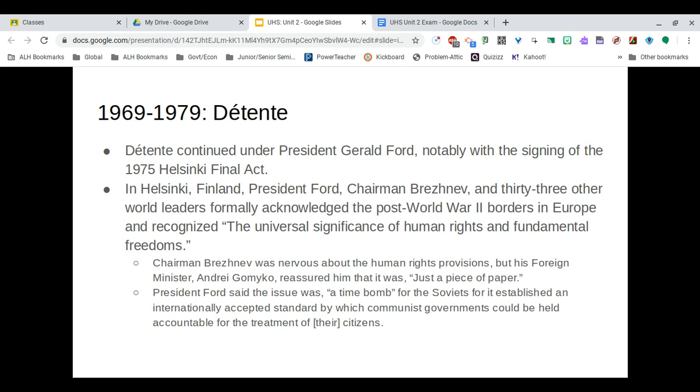So all of those people who protested against communism, who tried to speak out against communism and were thrown in jail or lost their rights, could now be held accountable for doing those things. So it's like the first little step. While the Soviet Union doesn't fully fall in line with it, they at least acknowledge that this is something they could be held accountable for.